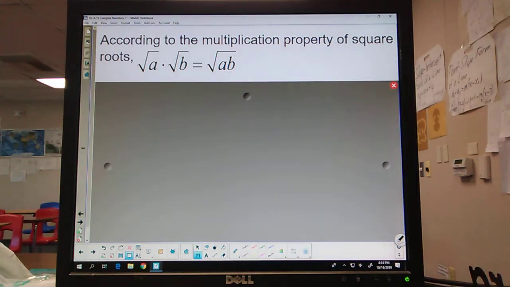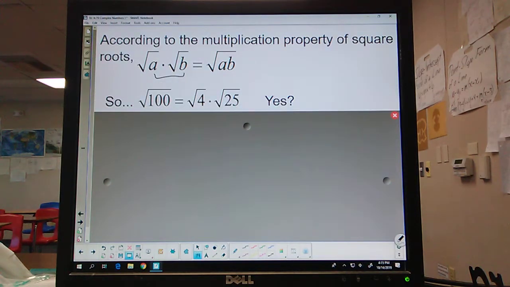All right, now, the property of square roots with multiplication allows you to say the square root of a number times another is just to multiply those numbers together and find their square root. So here's an example. The square root of 100 is the same as the square root of 4 times the square root of 25. You can multiply 4 and 25 and get the 100. And the square root of 100 we know is 10. Square root of 4 we know is 2. Square root of 25 we know is 5. So 2 times 5 makes the 10.